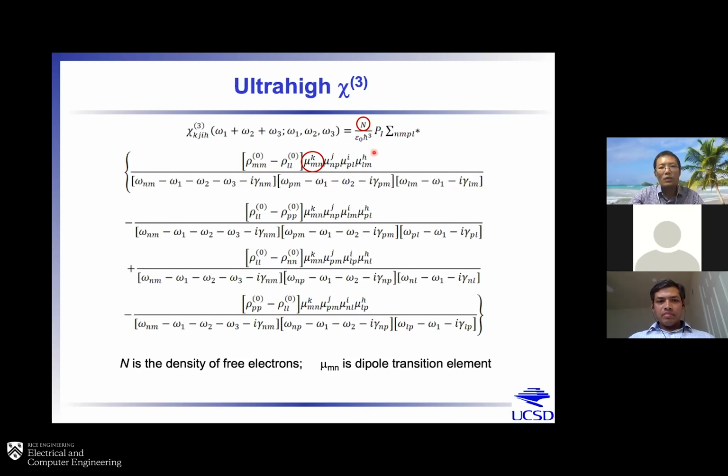And then I just want to quickly tell you that, for example, chi3 is proportional to n, which here is the density of the free electrons, and this is the dipole transition element mu. Both of the two components are very, very high in metal. Metal, apparently, has the highest electron density of all materials, right? And the dipole transition element is proportional to the quantum well size, which is much bigger than the traditional nonlinear dipole size, which is maybe angstrom or sub-angstrom scale, right? So combining both of these, we can get a very high value.